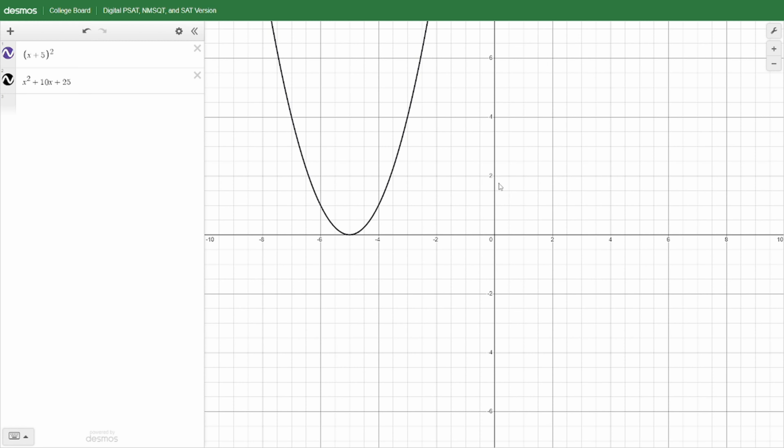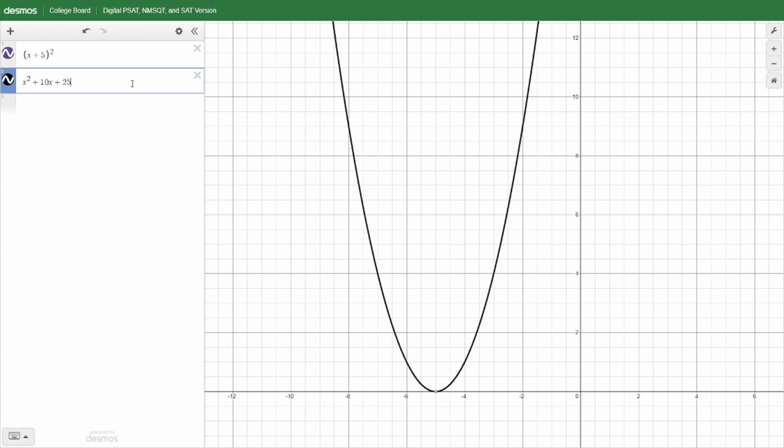Here I am on Desmos, and I went ahead and plugged in our two expressions, x plus 5 squared and x squared plus 10x plus 25. And you can see that these two graphs are the exact same, which means that these two are equal. Now, you could just plug this in from the start and know that they're equal, or you could, if you're good at mental math, go ahead and do that little shortcut.